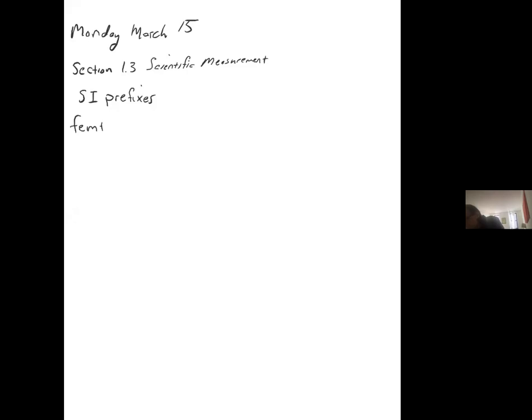So the first one is Femto, F-E-M-T-O, and it has a symbol. This is what's called a symbol, an F. And the femto is a really small number. I'm going to write it using exponential notation. We'll talk more about exponential notation later. But it's 10 to the minus 15, which is 0. I'm going to write 14 zeros. 1, 2, 3, 4, 5, 6, 7, 8, 9, 10, 11, 12, 13, 14, 1. That's a really small number, femto.